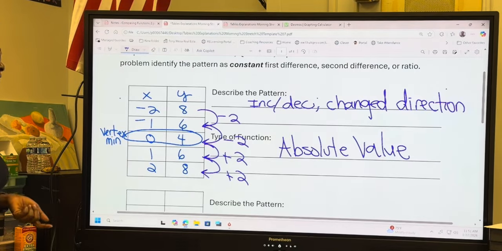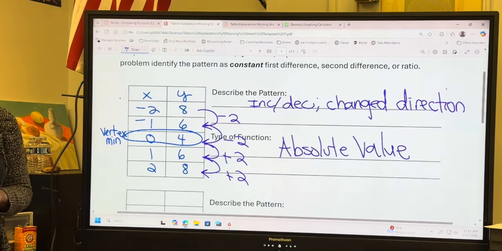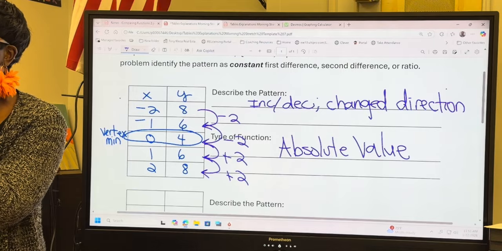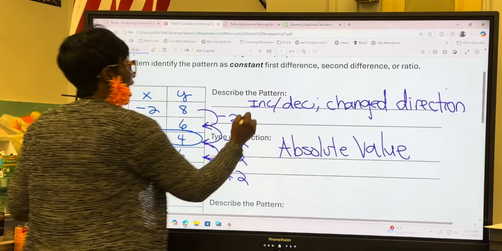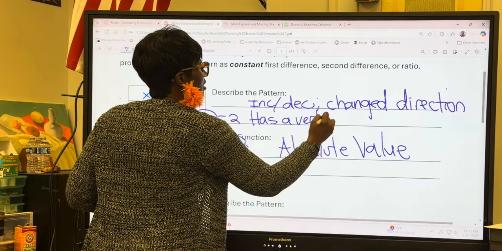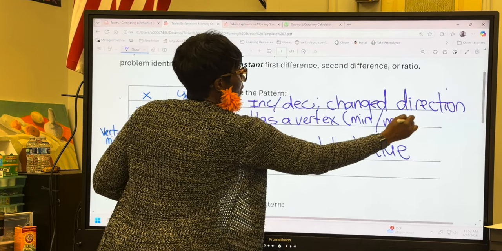What else does it have? It has a vertex. Why am I saying it has a vertex? It has a point in the middle that is the lowest or the what? Highest point. So it has a vertex, which is our minimum or our maximum.